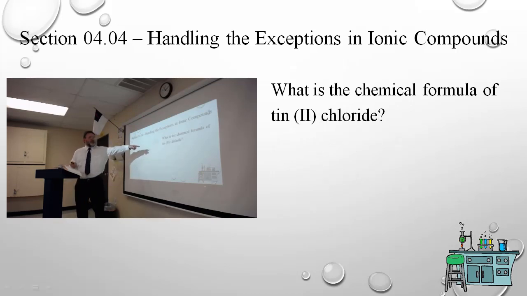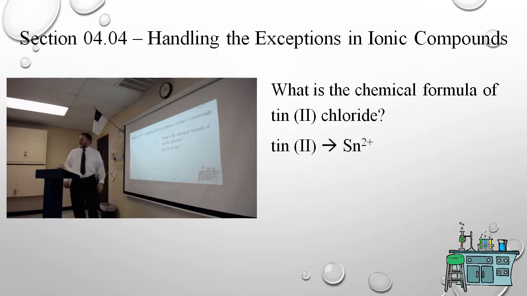What's the chemical formula for tin 2 chloride? We do the same thing, right? Tin, Roman numeral 2 means what? It's going to form a cation with what kind of a charge? 2 plus. Well, the other one had 4 plus. Yeah, but it's a different thing. This is a tin 2. That was a tin 4. See that?